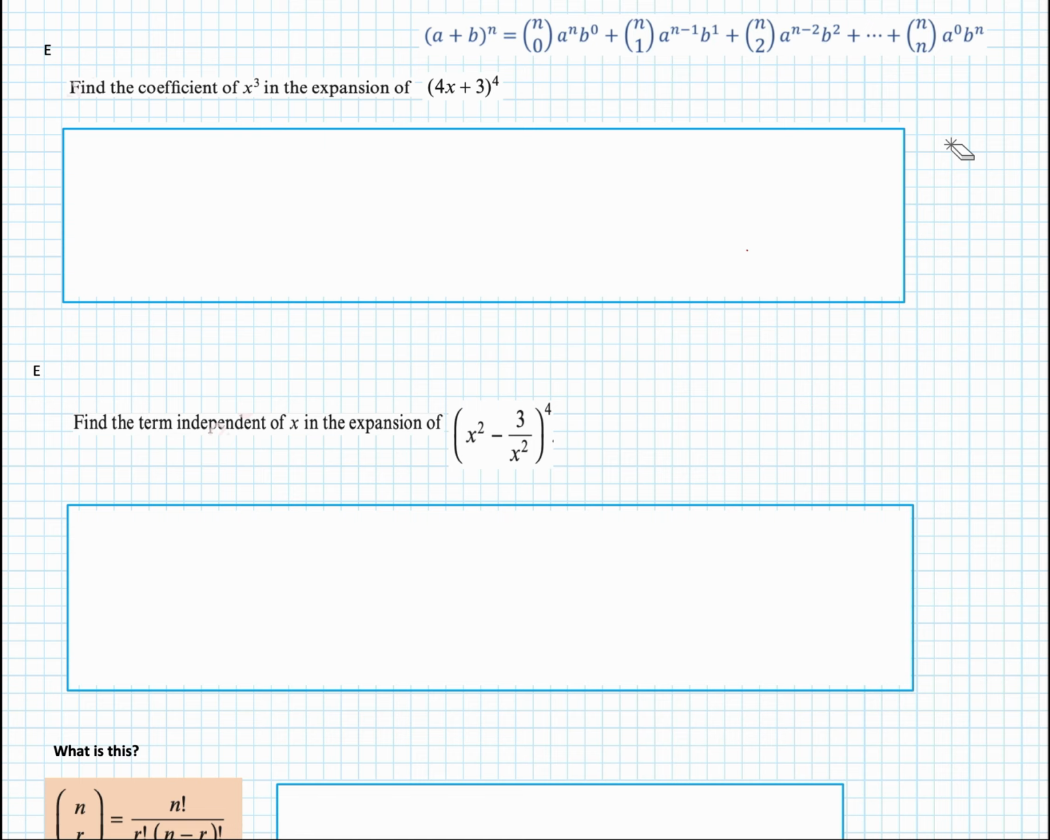First question, find the coefficient of x cubed in the following expansion. So n is 4 in this case, so we'll just follow our formula that's just above that. So 4, nCr on your calculator there. a is 4x.